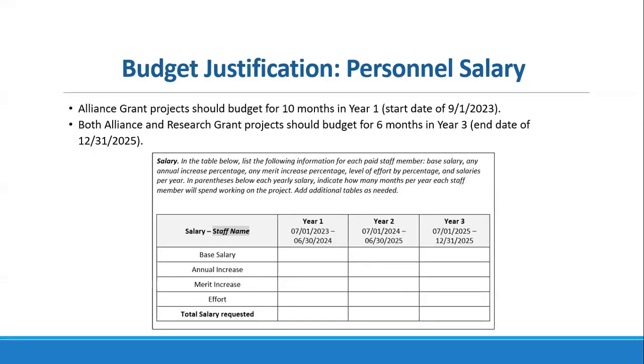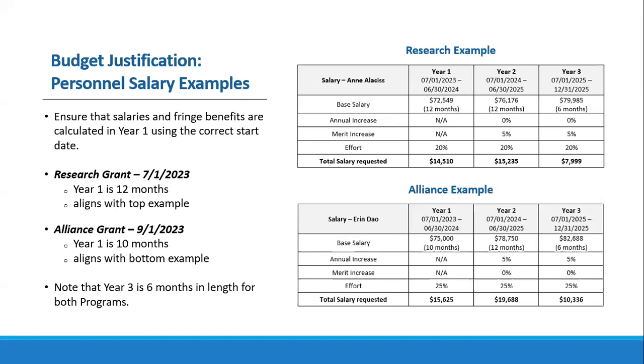Then you'll fill out a table for each of these staff. And these tables should be filled out as appropriate for each staff person. So if they're only working in a couple years of the project, only fill out those sections of the table. And we're going to look at a couple of examples here. So on the top, you'll see an example from the sample research scope of work and budget. And on the bottom is a sample from the Alliance version. And you can see that they look largely similar here.